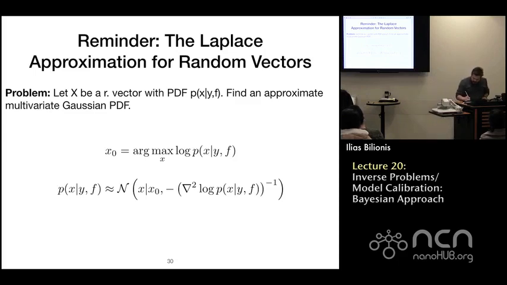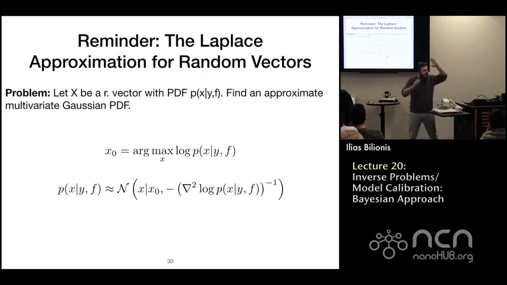So, but pictorially, this is what it does. If this was the posterior, it locates this point. At that point, it then approximates with a Gaussian. It will kind of look like this. Okay, so it's not going to be perfect, but at least it's going to be located at the right spot. It's going to have an okay variance, right?